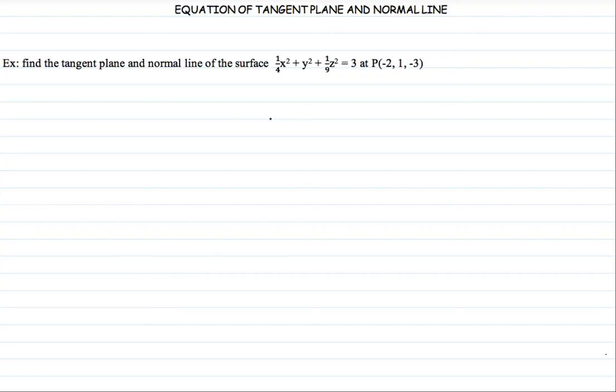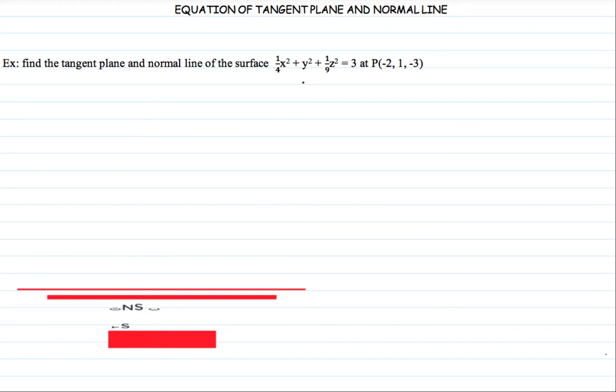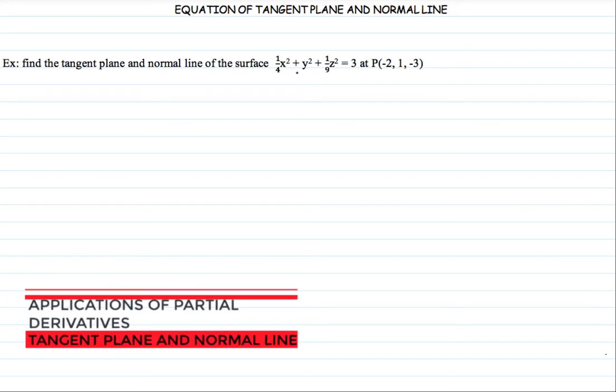Welcome. Continuing the study of the equation of the tangent plane and normal line. In this video, we're going to continue solving examples. In this example, we're going to find the equation of the tangent plane and normal line to a given surface, which is 1/4 x squared plus y squared plus 1/9 z squared equals 3.